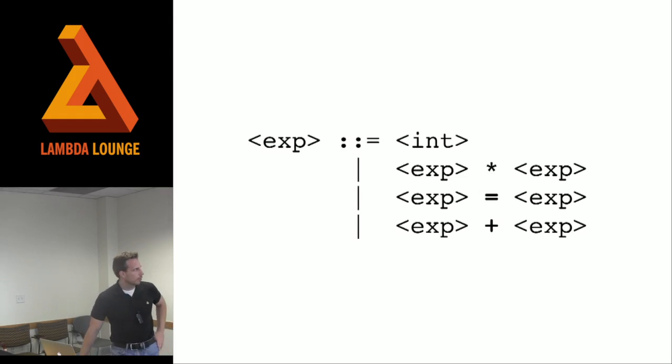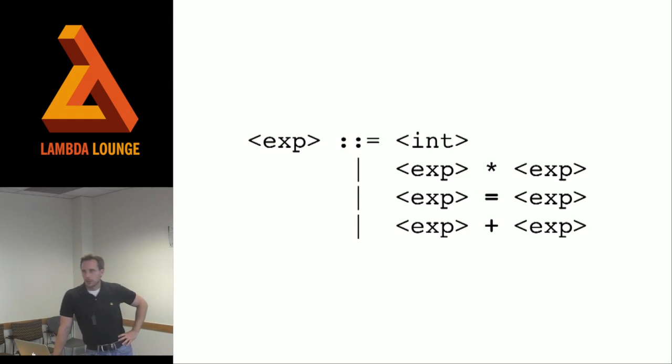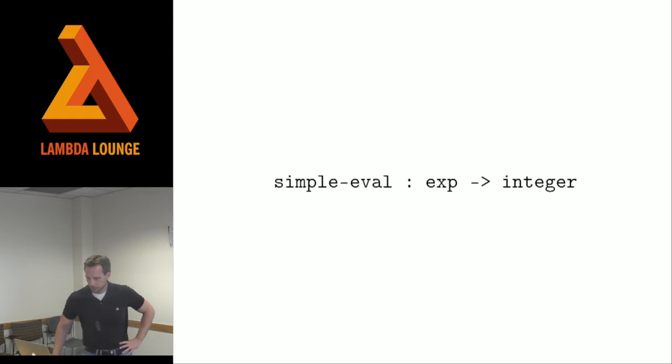So first we need a language. This is our language right here, and we're going to reuse what we build here when we scale up to a register transfer language. So the core language here just has integers, multiplication, equality, and addition. And of course, we're going to encode it as S-expressions so that we can actually deal with it inside of Racket. And what we want to do is build a function called simple eval, which will take an expression, or an abstract syntax tree for those expressions, and compute the integer.